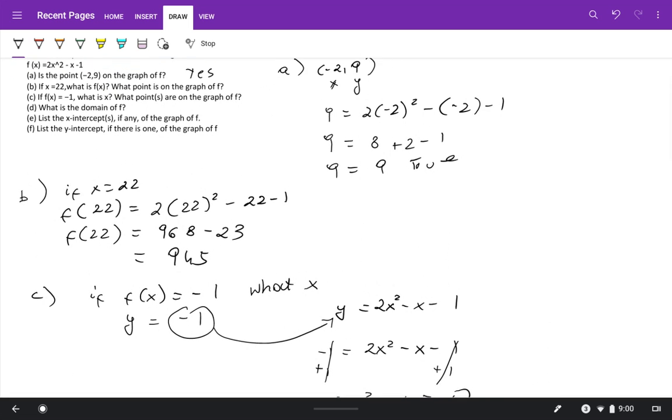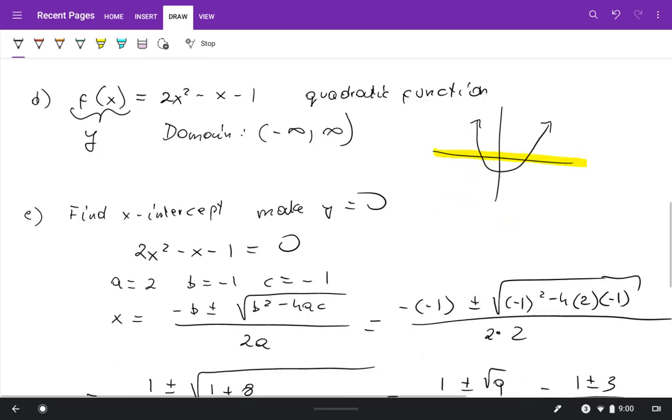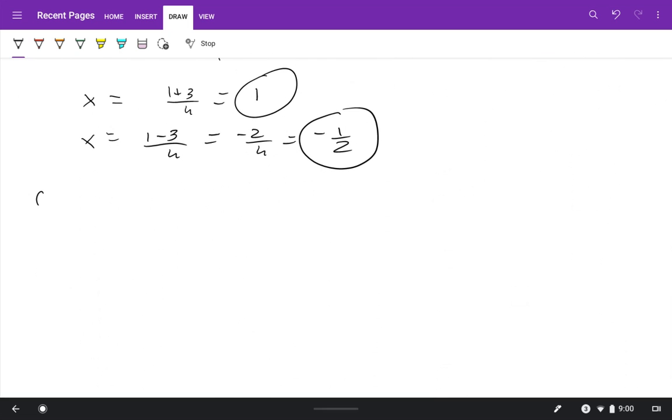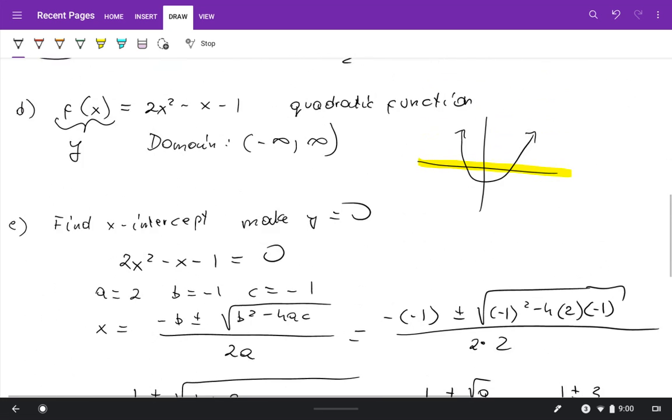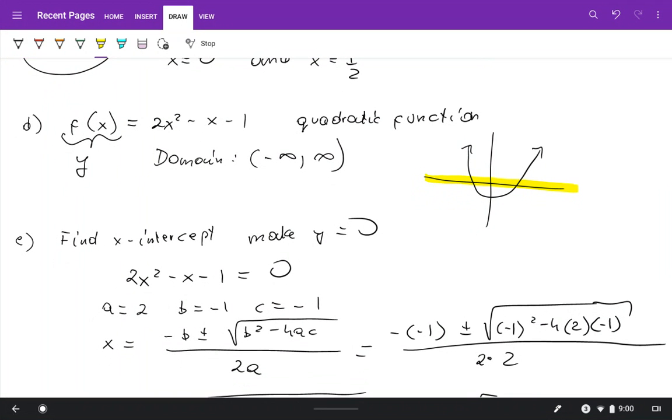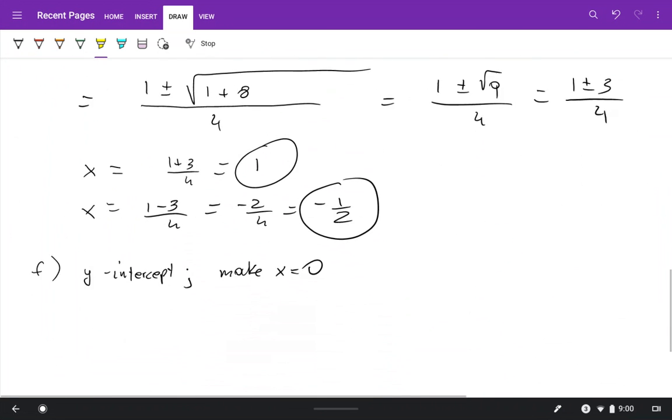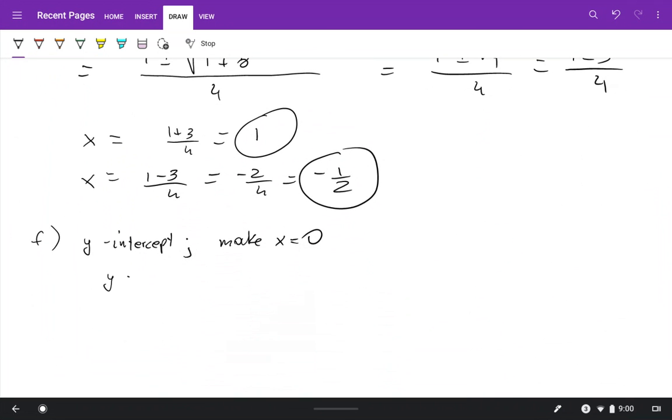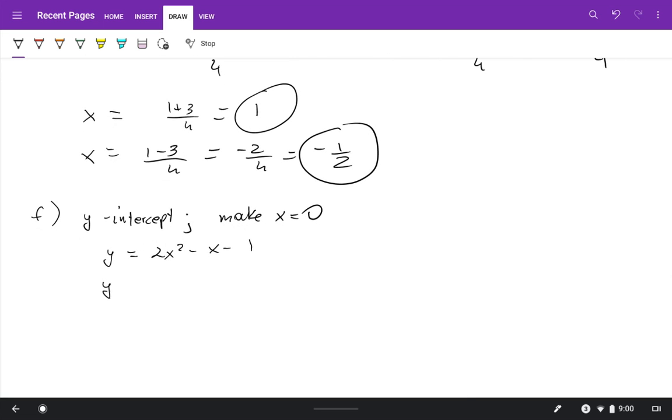And the last one, part F, we have to find the y-intercept. So for F, to find the y-intercept, we're going to make x equal 0 and solve the equation for y. So going back to our function, 2x squared minus x minus 1, we're going to make x equal 0, so y is equal to 2 times 0 to the second power minus 0 minus 1. y is equal to negative 1. So this is our y-intercept.